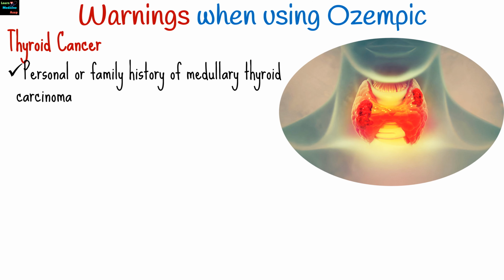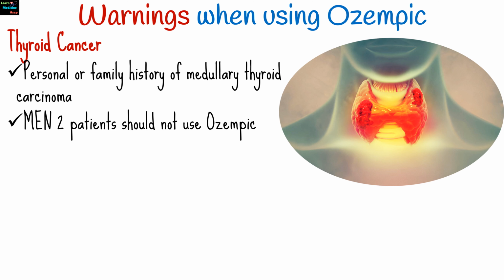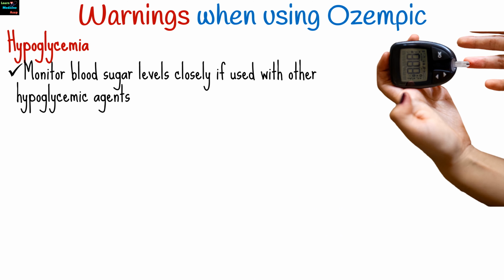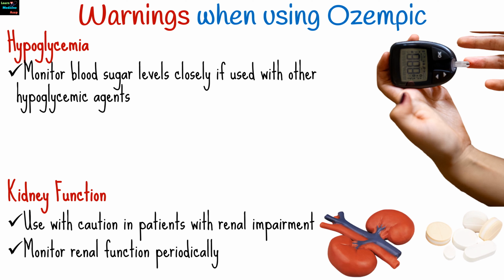Patients with a personal or family history of medullary thyroid carcinoma or multiple endocrine neoplasia syndrome type 2 should not use Ozempic. Patients with a history of pancreatitis require caution. Monitor for signs of pancreatitis. Monitor blood sugar levels closely, especially if used with other hypoglycemic agents. Use with caution in patients with renal impairment and monitor renal function periodically.